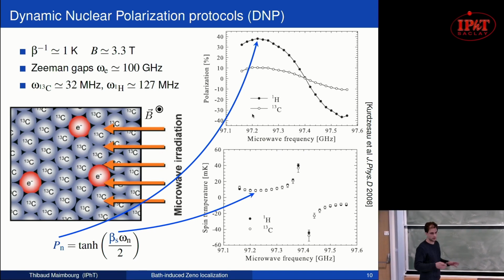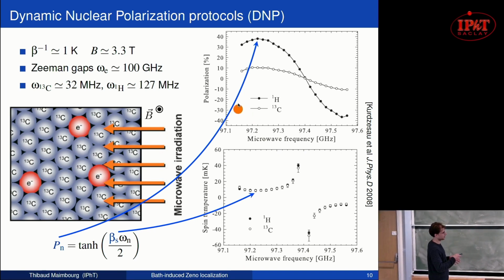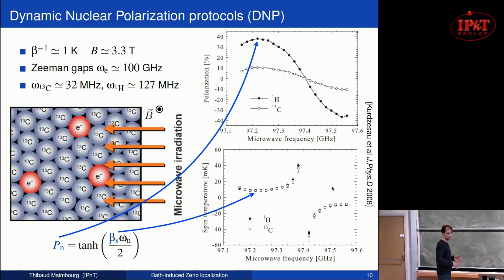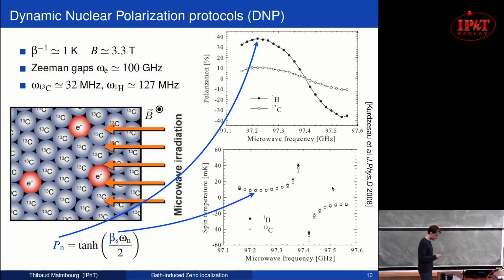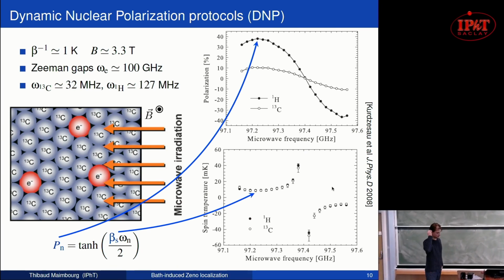And it works very well, because instead of being 1 Kelvin, you are typically at millikelvin range. So you lower the temperature by a factor 1000 just by doing this. Right, so that's the idea of this NMR protocol.